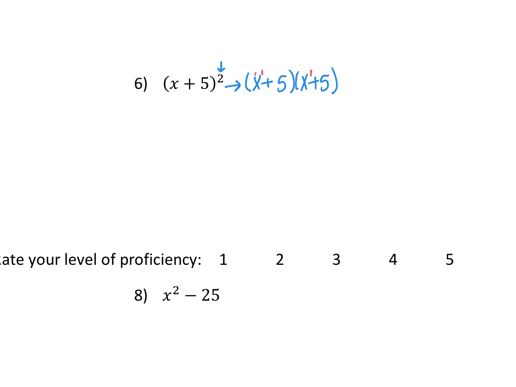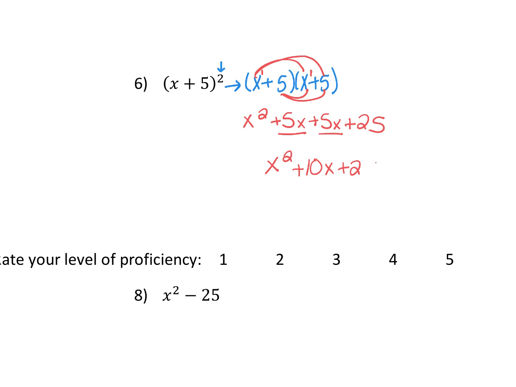So I have x times x. I'm going to get x squared. x times 5 is 5x. 5 times x is 5x. And 5 times 5 is 25. Then I notice I have two middle terms that I can add. So I'm going to put x squared plus 10x plus 25 as my final answer.